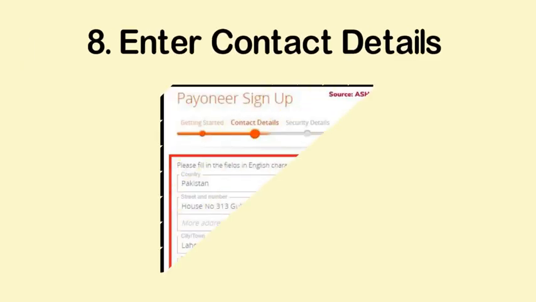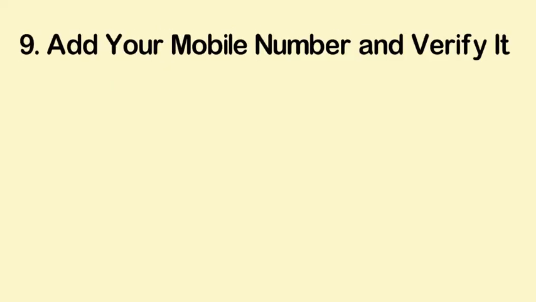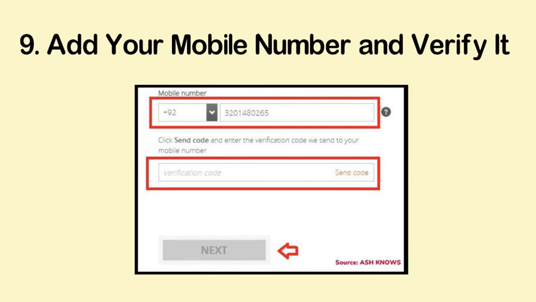Step 8. Enter contact details. Now you have moved to the next section where you will enter details like your country, your address, your city, town and your postal code. Step 9. Add your mobile number and verify it. Remember, the number that you are entering here will be used for various purposes on Payoneer. This includes updating your details, verifying your identity, and resetting your forgotten password. So add your number very carefully. Once you enter the mobile number, you will receive a verification code on your phone. Enter the verification code and click Next.